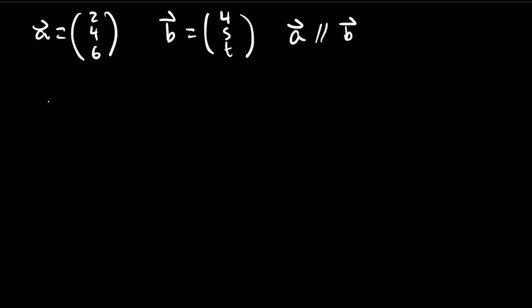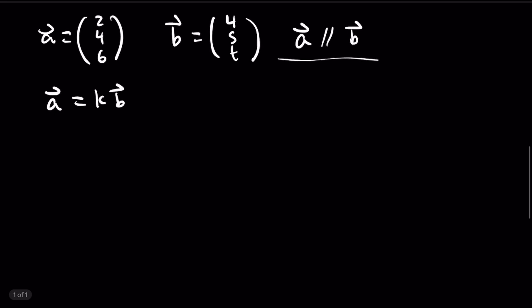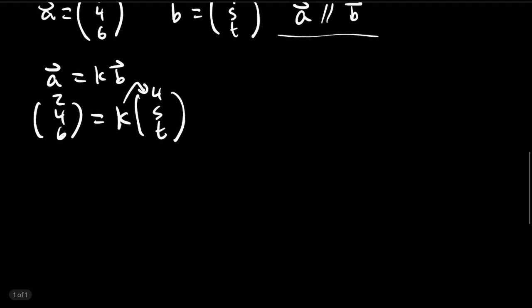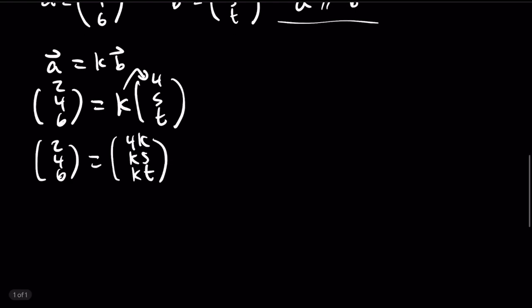Well, let's write that vector A is equal to k times vector B because it's given that they're parallel. So from this, we can write in the actual value of vector A, 2, 4, 6 is equal to k times 4, s, t. And now let's multiply this in. So we get 2, 4, 6 is equal to 4k, ks, and then kt.